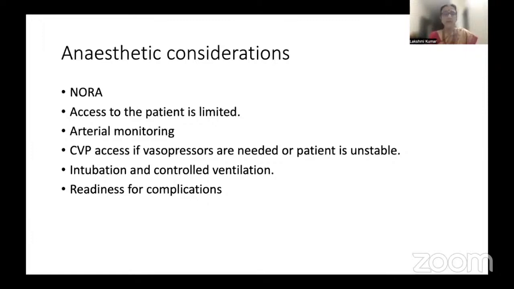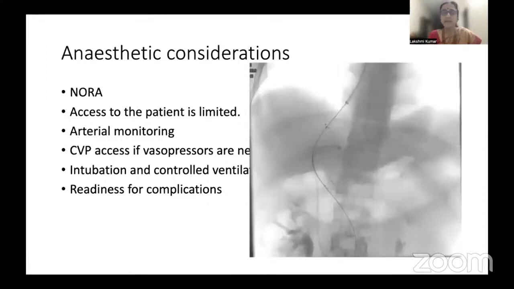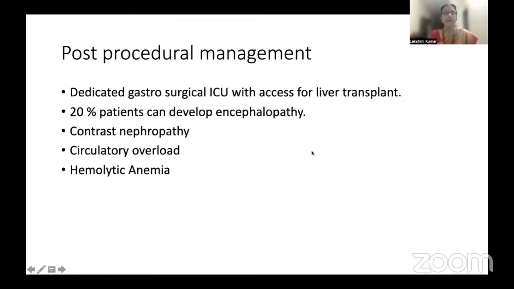Now, there are complications with any procedure, and TIPS can be associated with sudden torrential bleed if either the portal vein, the hepatic vein, or the capsule of the liver is perforated. Other complications are, of course, biliary complications, besides the known complications associated with the procedure. This is again a picture, and you can see this is the TIPS that is inserted into the liver.